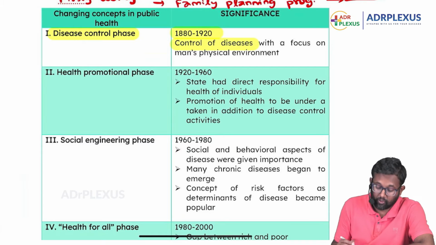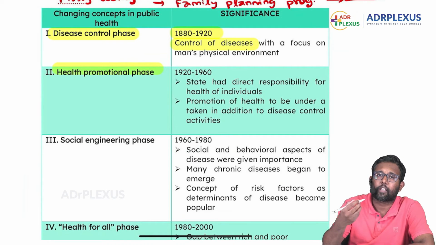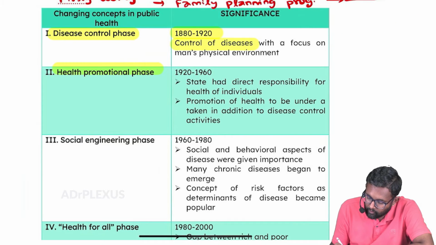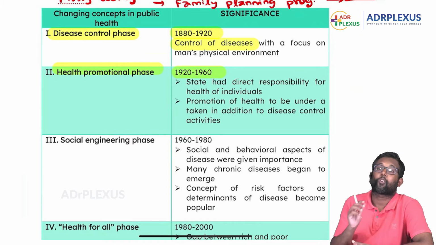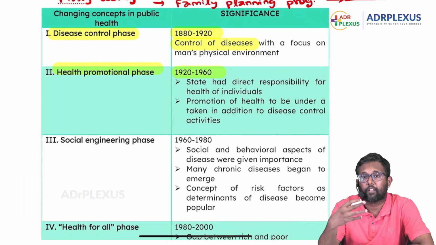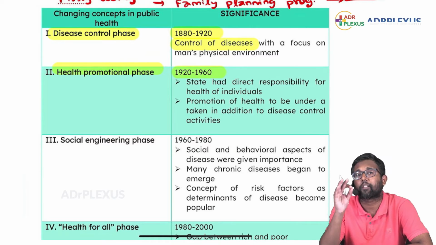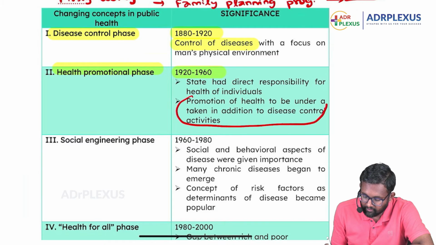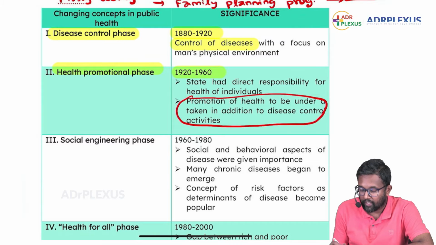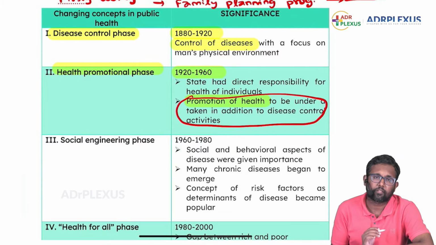The next phase is called the health promotional phase, 1920 to 1960. In the health promotional phase, they said we have to focus on health promotion. Everybody has to do some exercise. Everybody has to focus on promoting health rather than only treatment of diseases. We also have to focus on prevention. That is called the health promotional phase.